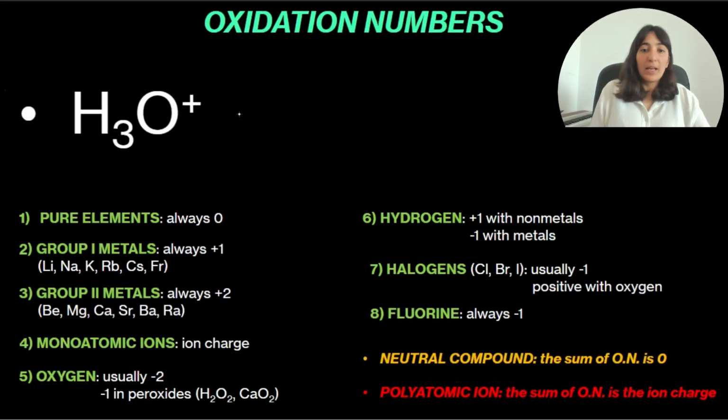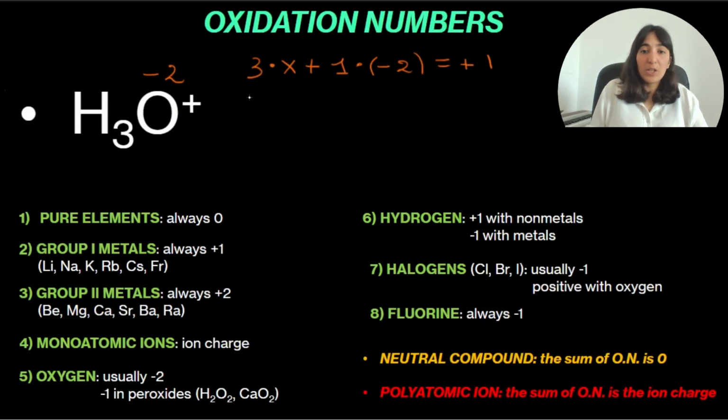Now, H3O+, the ion charge is +1. We know that the oxidation number of oxygen is -2 because this is not a peroxide, and now we have to find the oxidation number of hydrogen. We write our equation. We have that 3, which is the number of hydrogens we have, times the oxidation number of hydrogen, X, plus 1, as we have just one oxygen atom, times -2, which is the oxidation number of oxygen, equals +1, which is the ion charge.